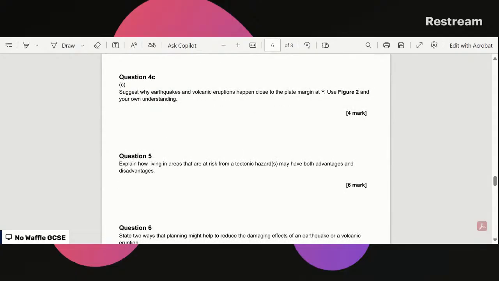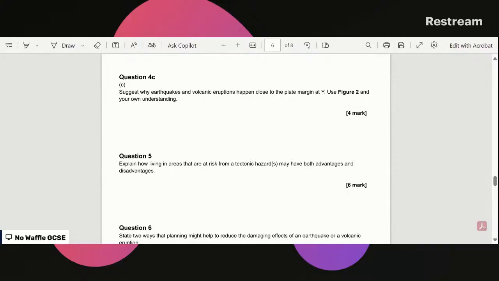4C, suggest why earthquakes and volcanic eruptions happen close to plate margins. Use figure 2 and your own understanding. So why do they happen? Well, the keyword here is suggest. So they want you to talk about how plate margins that are destructive, coming at each other, cause volcanoes to happen and destructive volcanoes to form.